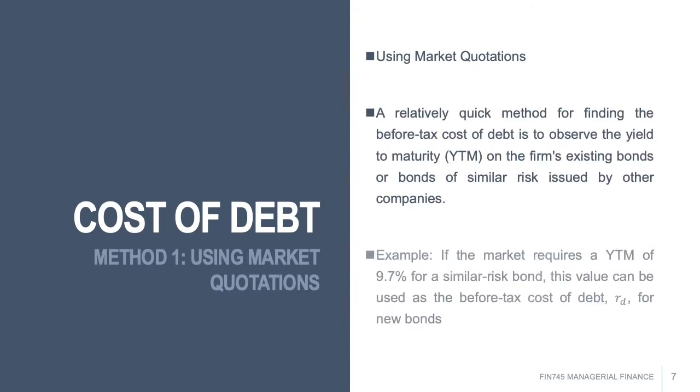Now we look at the cost of debt. Method number 1, using market quotations. A relatively quick method for finding the before-tax cost of debt is to observe the yield to maturity, YTM, on the firm's existing bonds or other bonds of similar risk issued by other companies. For example, if the market requires a YTM of 9.7% for a similar-risk bond, this value can be used as the before-tax cost of debt for the new bond.